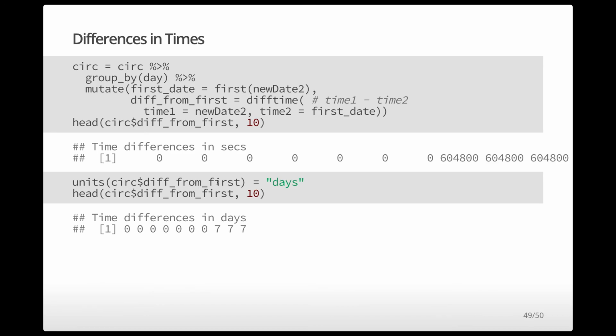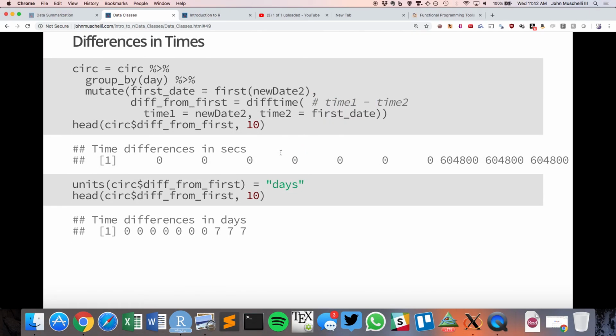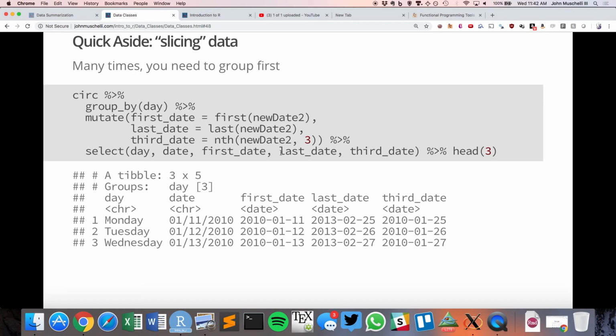Wait, I just want to go back to time 1 minus time 2. It's earlier minus later, the way that it's written? It is whatever time 1 is minus time 2. In this setting, time 2 is actually earlier, so the differences are positive. If it was not, they would be negative. Yep, exactly. But you have to know that it's time 1 minus time 2, which is a kind of unintuitive way it's done for the most part.